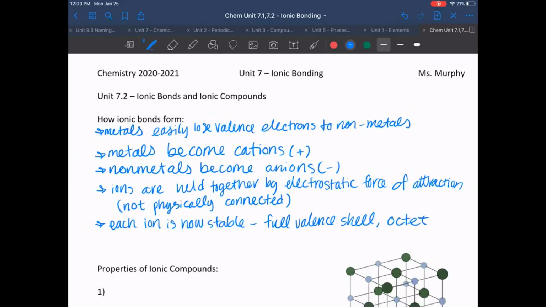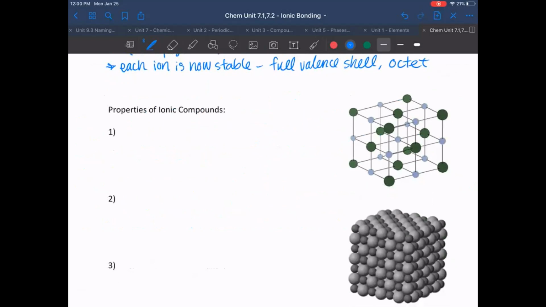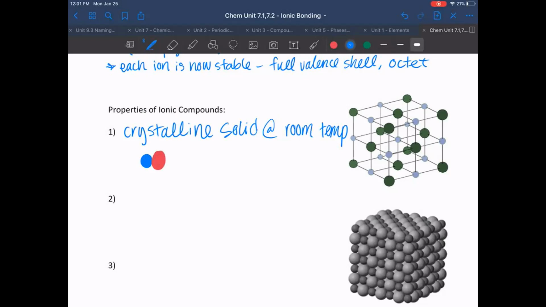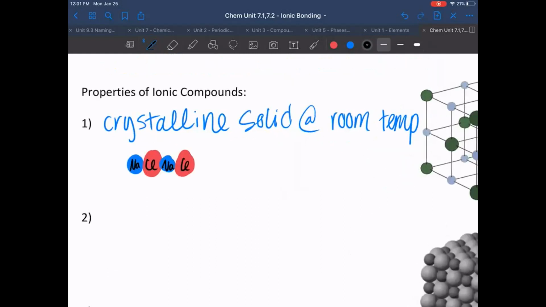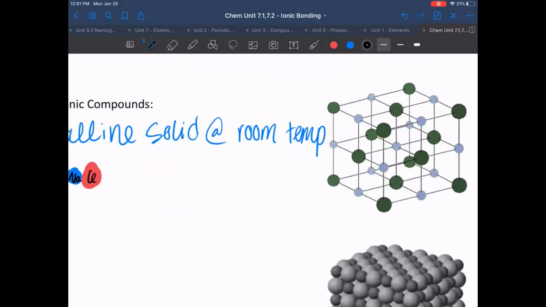Okay. So the last thing we'll go over quickly here is that there's these properties of ionic compounds. Well, one is that when they're at room temperature, they have what's called a crystalline structure. So they're a crystalline solid at room temp. And so if I'm thinking of ions, if I have a sodium, and then that's plus, chlorine will be negative, and then a sodium, and then a chlorine, they just kind of line up next to each other. NaCl, NaCl. So they just start lining up next to each other because the positives attract the negatives and the negatives attract the positives.